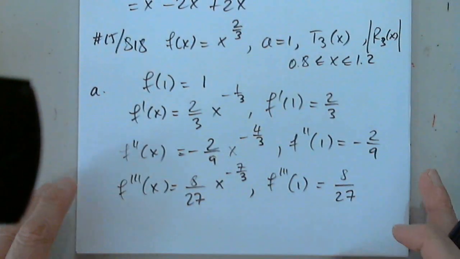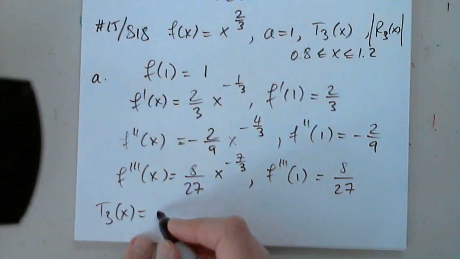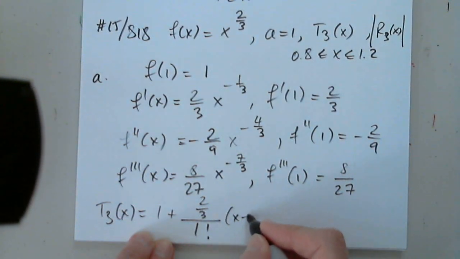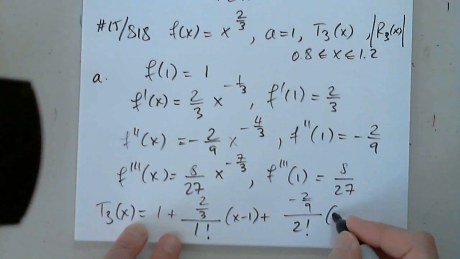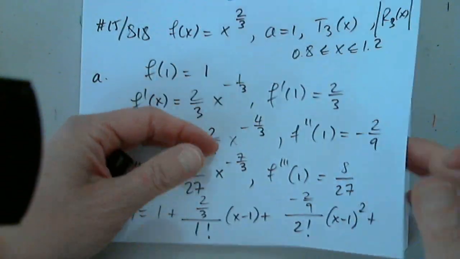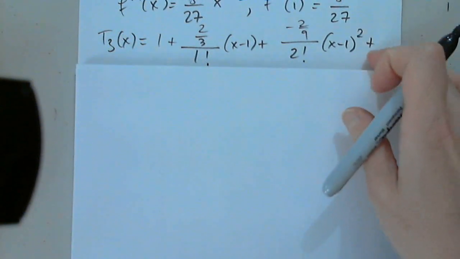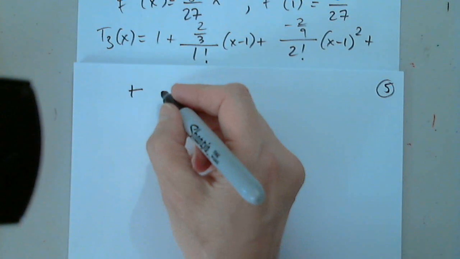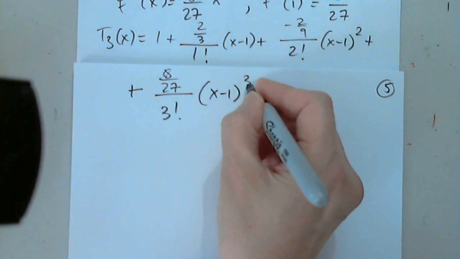And now we're ready with all this information. We're ready to write t3. So that will be 1 plus 2/3 divided by 1 factorial times x minus 1, plus negative 2/9 over 2 factorial times x minus 1 squared, and plus one more term for degree 3: plus 8/27 divided by 3 factorial times x minus 1 to the third.